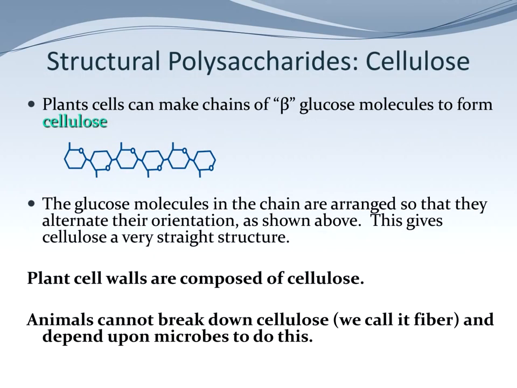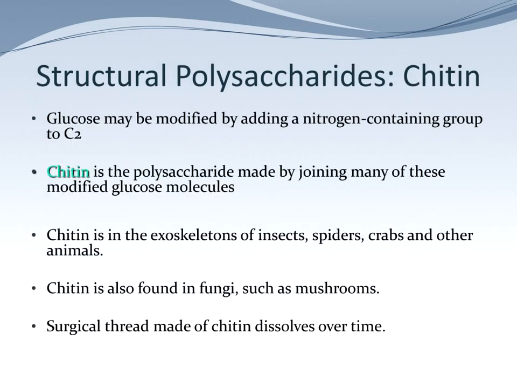The next two polysaccharides are used for structure. When glucose in a slightly different configuration, called the beta configuration, is linked together in long chains, this forms a plant material called cellulose. Cellulose is the main component of all plant cell walls. Some organisms make long chains of a modified version of glucose to form a material called chitin. Chitin is a polysaccharide that is used to build the exoskeletons of animals such as insects, spiders, crabs, and shrimp. It is also found in the cell walls of fungi.